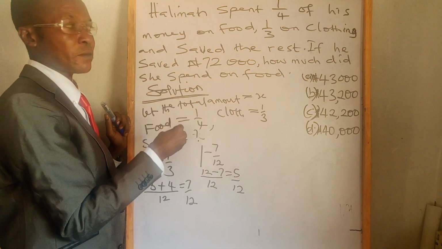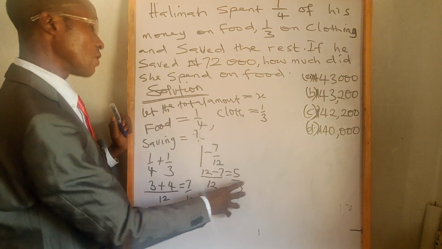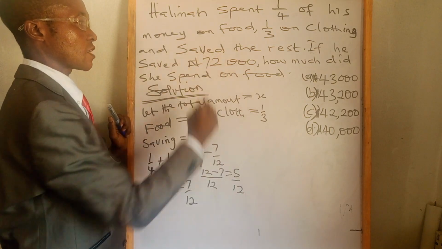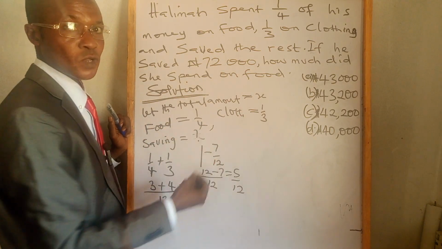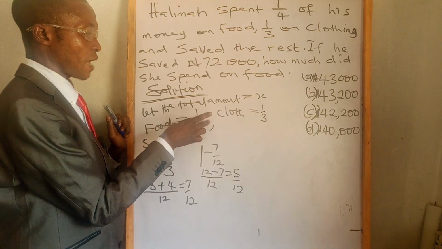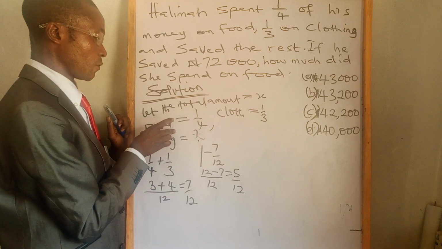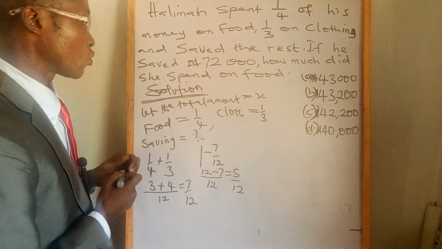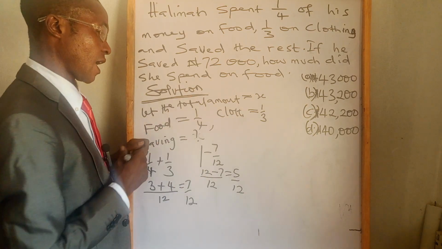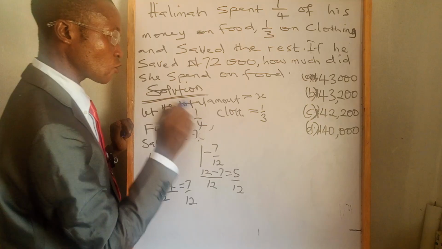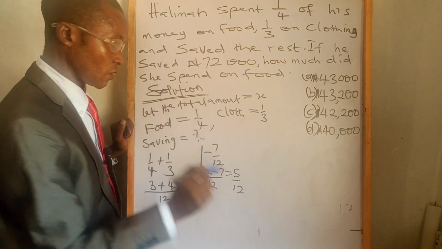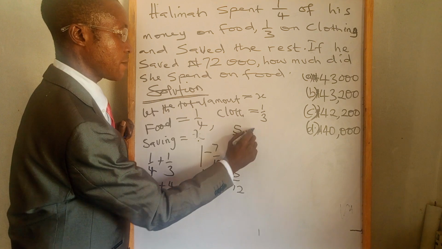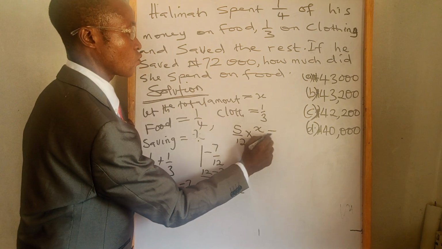We have the fractional amount, and we have the real amount. The real amount saved is 72,000 naira. The fractional amount is 5/12. We only know the fractional amount for the food, which is 1/4, and for clothes, which is 1/3, but we don't know the real amounts. Now, to know the actual amount that she was given, we say 5/12 multiplied by x is equal to 72,000 naira.